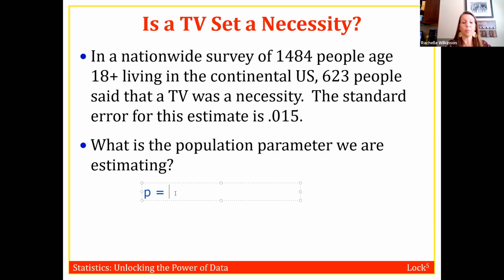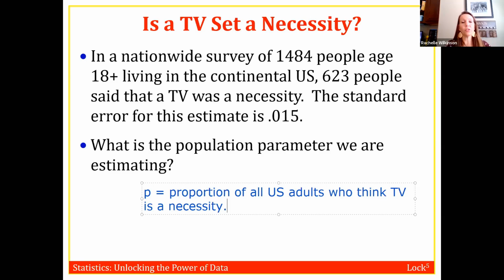So P is a proportion, so proportion is the first word that should follow the equal sign. And what is it the proportion of? Well, it's the proportion of all US adults, because remember the parameter is representing the population. So it's the proportion of all US adults who think TV is a necessity. That's my parameter. I've given the notation P and I've described exactly what it means in words.